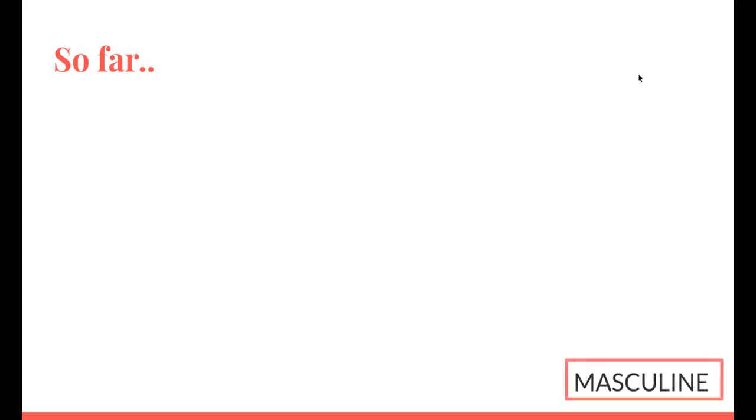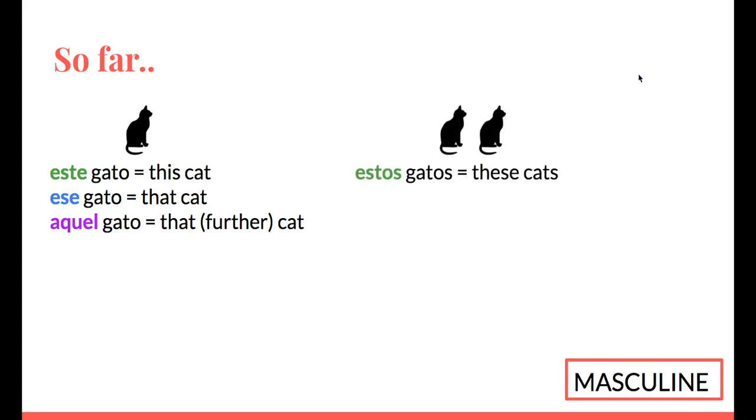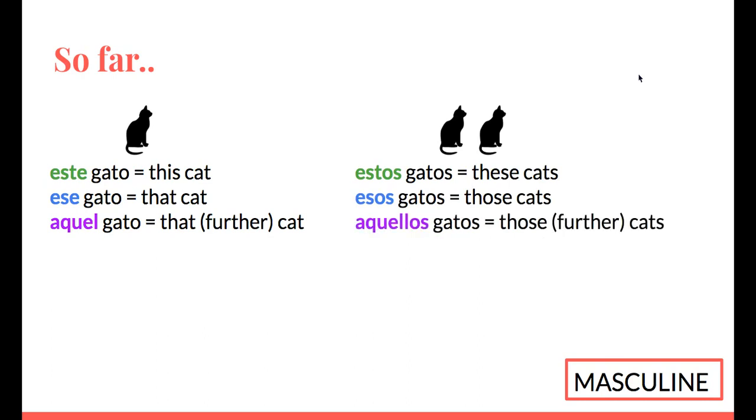So far, we've got masculine demonstrative adjectives. So I've got one cat. I'll say este gato, meaning this cat. Ese gato, meaning that cat. Or aquel gato, meaning that cat over there. I can pluralize these and say estos gatos for these cats, esos gatos, those cats, and aquellos gatos, those cats over there, further away.